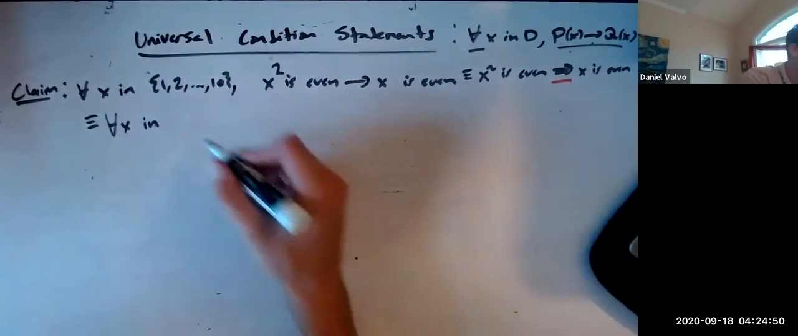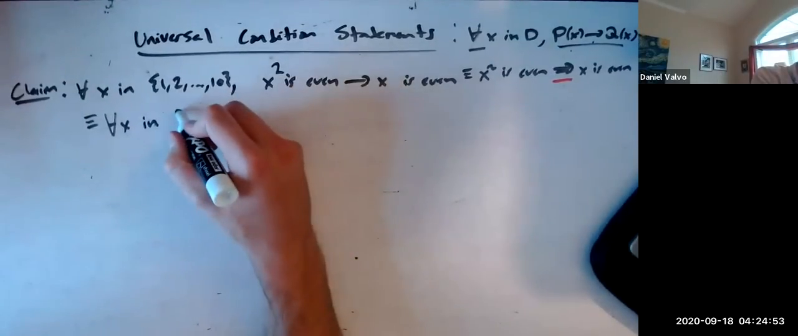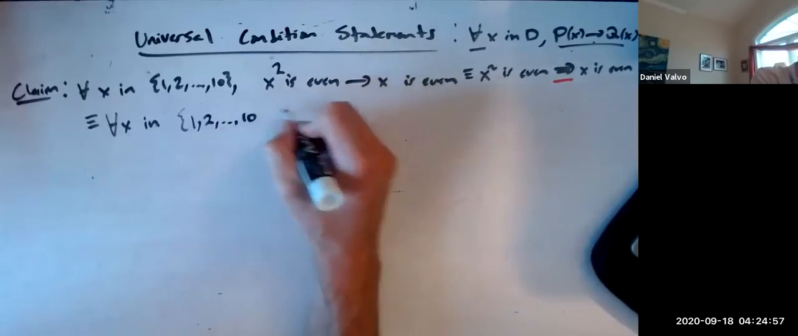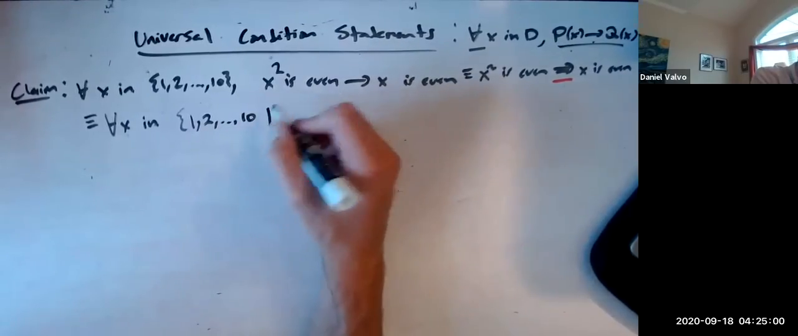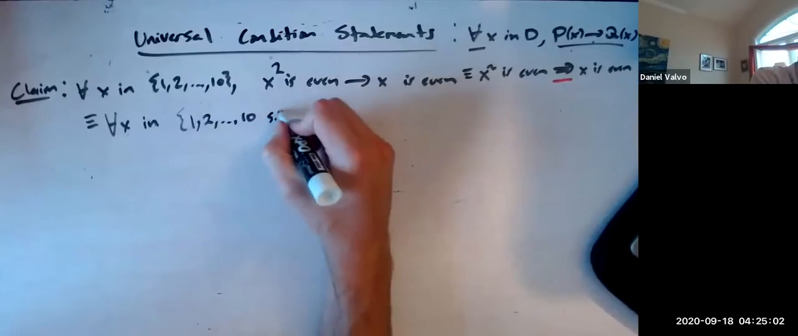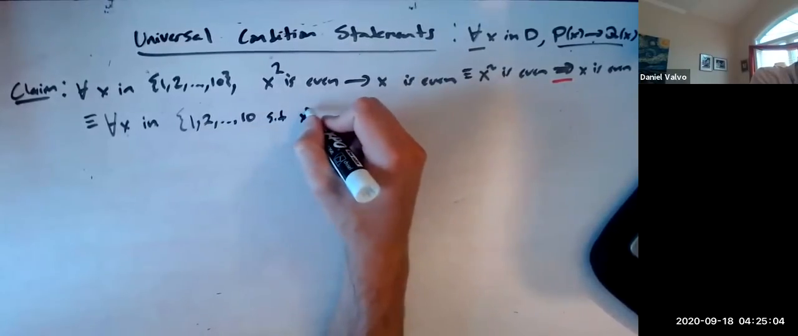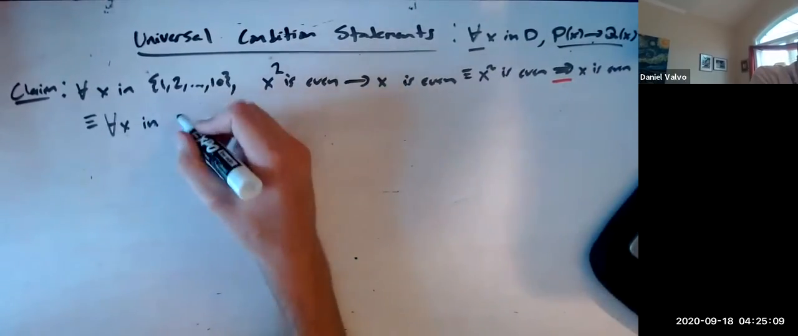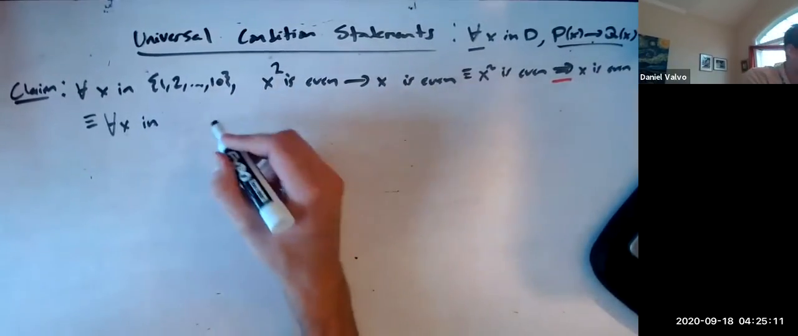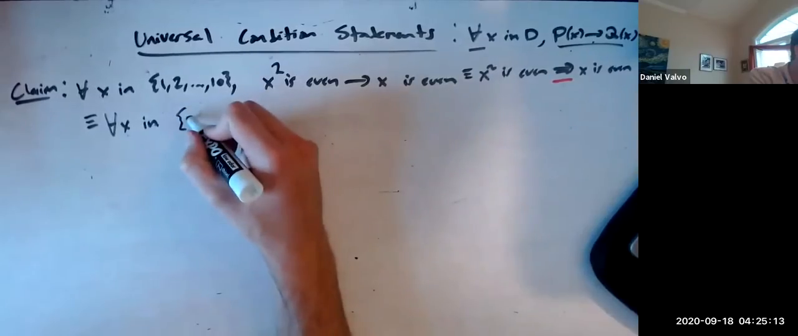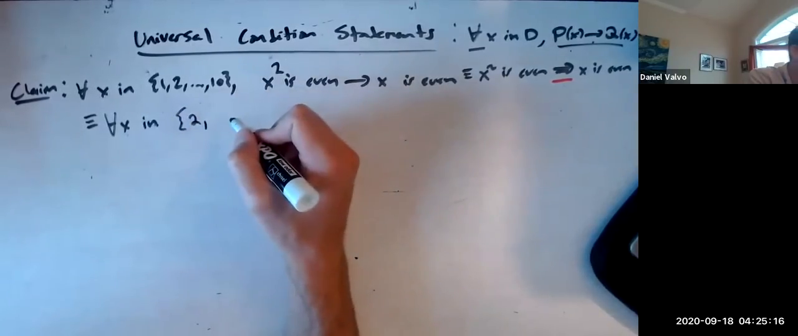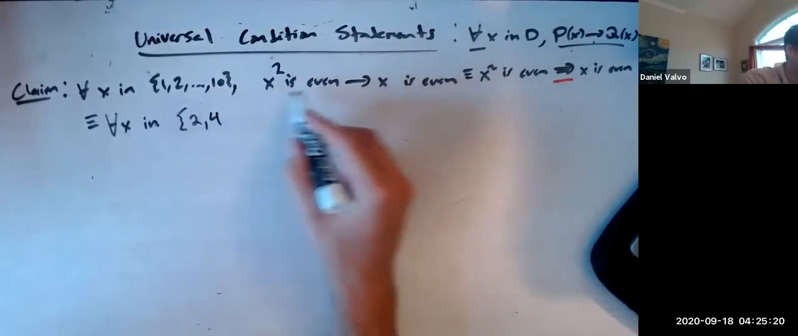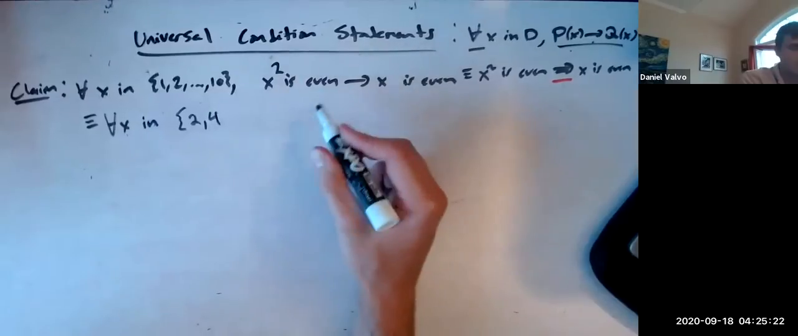In this case, it's the same thing as saying for all x in 1 to 10 such that x squared is even. Well, actually, we can just look at it, right? 1 squared is odd, so that's not going to make it even. 2 squared is 4, so that's even. 3 squared is 9, which is odd. 4 squared is 16, which is even. We're looking at all the x's that make x squared even.